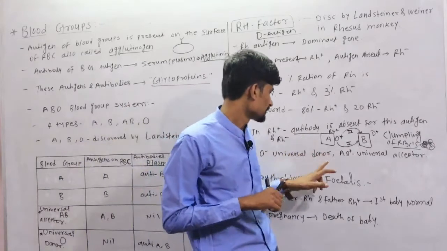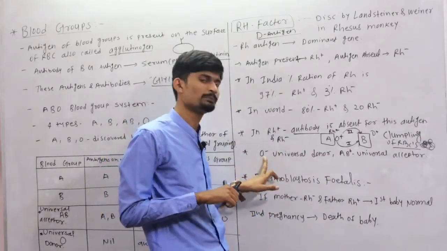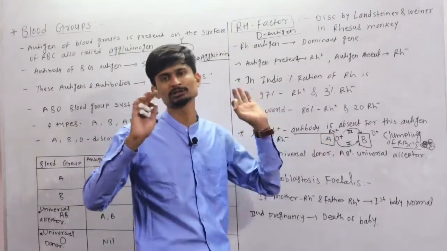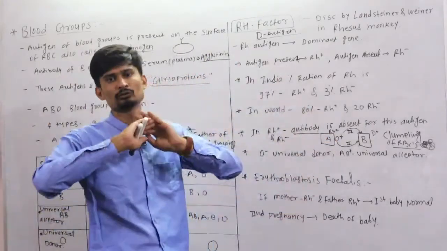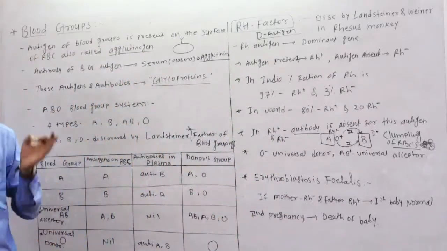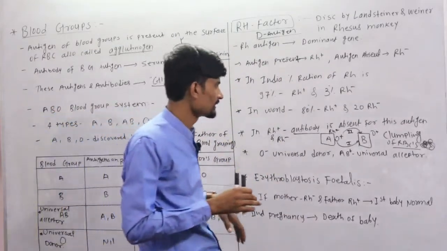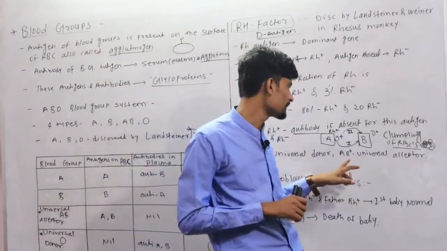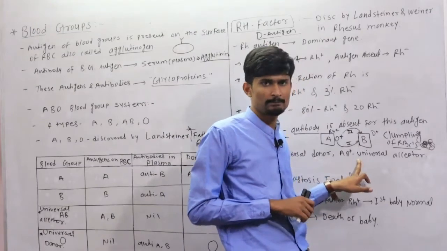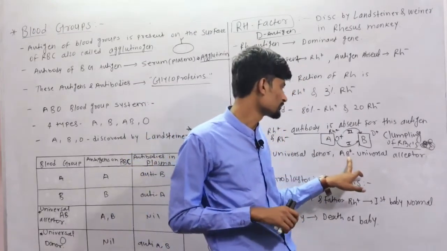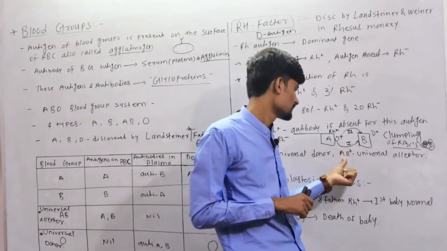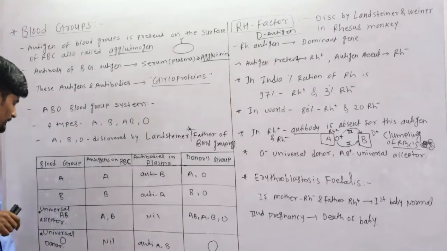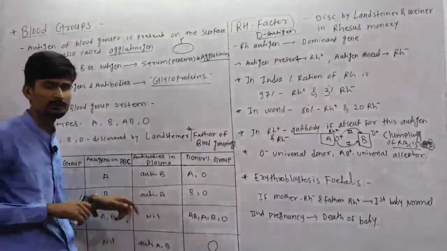So that's why we say specifically that O negative is a universal donor, because it does not have any antigen, not A, not B, and not the D antigen or Rh antigen. Then AB positive is a universal acceptor. Why is AB positive a universal acceptor? Because AB blood groups have no antibodies.